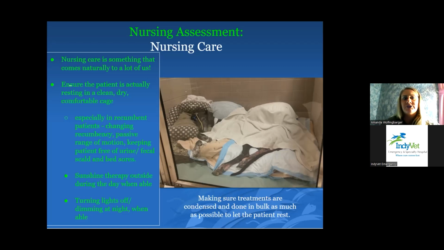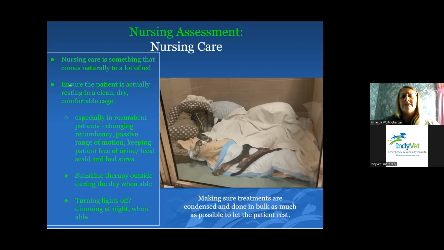This picture is a 10-year-old Great Dane that was super emaciated and already had some pressure sores, but she has a nice couple-inch thick pad that's waterproof on the bottom of her kennel, couple comforters, and then a pillow elevating her head, and she looks pretty darn comfy. I would sleep in that bed. But again, our recumbent patients, making sure that we're changing their recumbency, passive range of motion for their muscles, keeping them clean, and making sure they aren't getting bed sores.